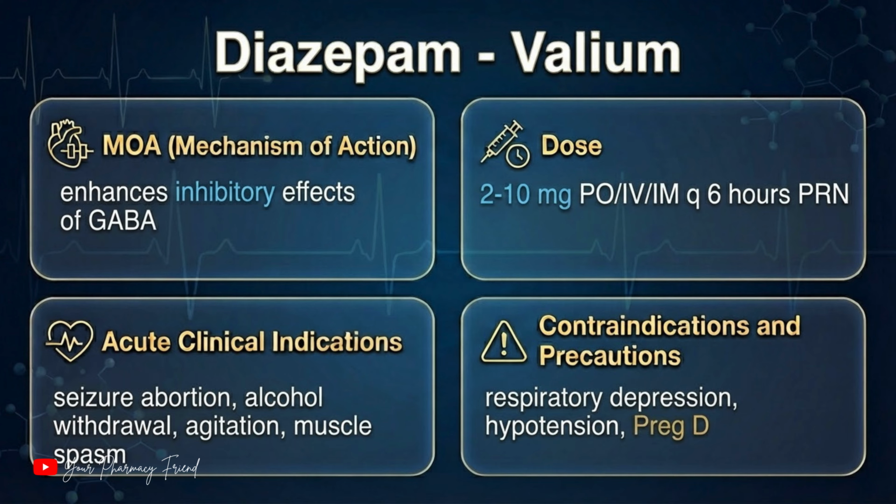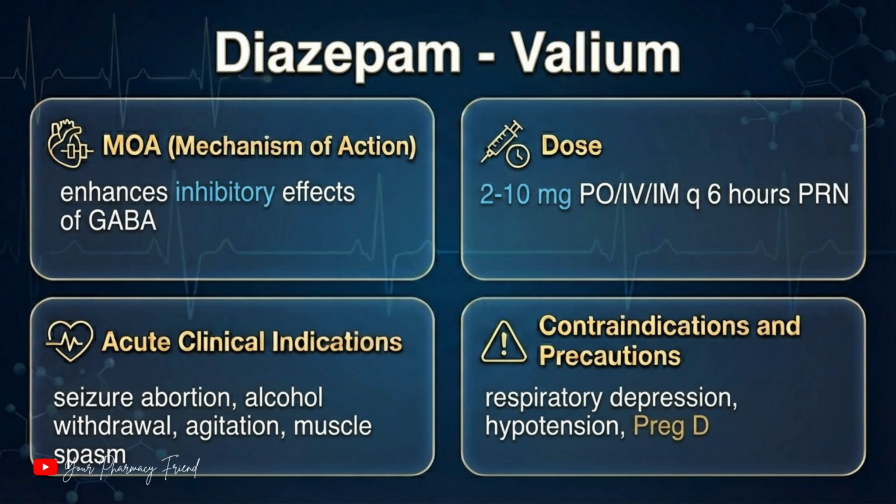Diazepam works by enhancing the inhibitory effects of gamma-aminobutyric acid, or GABA, which is the primary inhibitory neurotransmitter in the central nervous system. Specifically, diazepam binds to benzodiazepine receptor sites on the GABA receptor complex, increasing the frequency of chloride channel opening. This results in greater neuronal inhibition, producing effects such as sedation, muscle relaxation, anticonvulsant activity, and reduction of anxiety. Now let's review the dosing information.